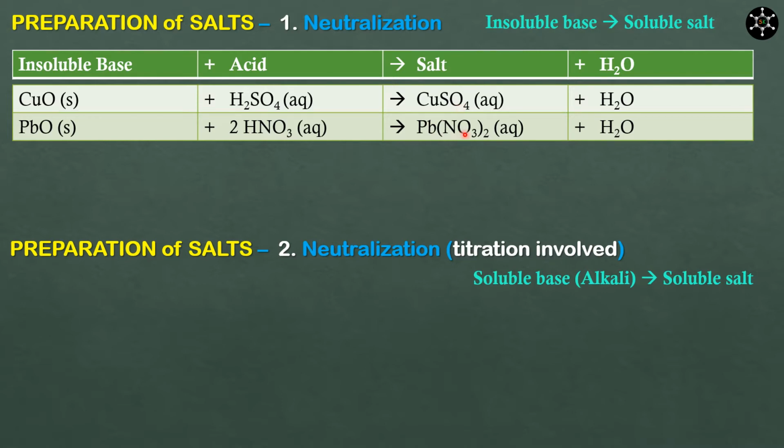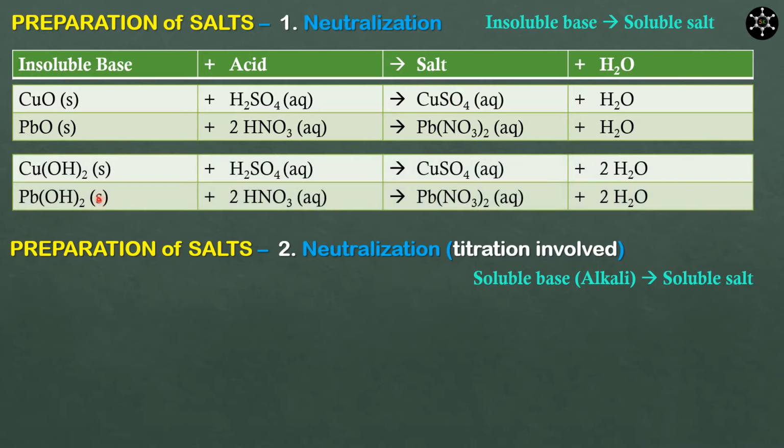All nitrates are soluble salts. Most of the sulfates are soluble in water except calcium, barium, lead, and silver sulfates. Similarly, hydroxides of copper and lead are basic in nature but insoluble in water. When they are treated with acids, they form their respective salt and water.